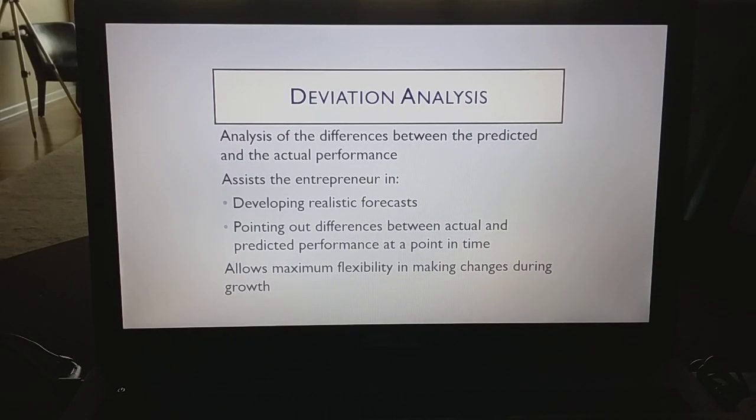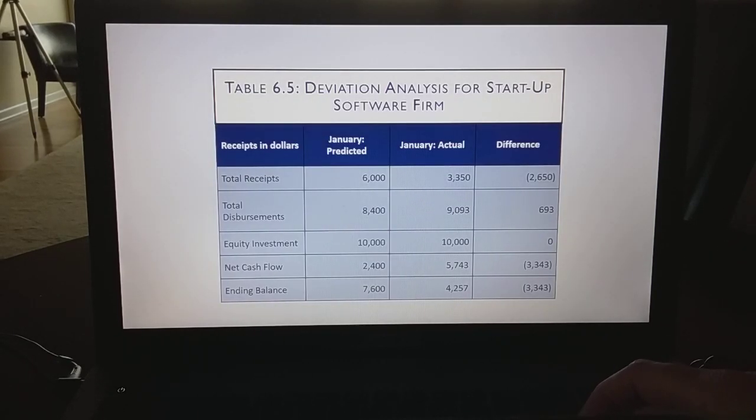All right, so there's the thing called deviation analysis, and deviation analysis is basically the difference between what you predicted and what actually happened. So if you predicted $100,000 in sales and you got $120,000 in sales, the deviation would be $20,000 positive, and then that is going to help you in planning for your next budget. So here you go. So the actual versus the predicted. In this case, it's an opposite situation. Predicted 6,000 in receipts, but only had 3,350.